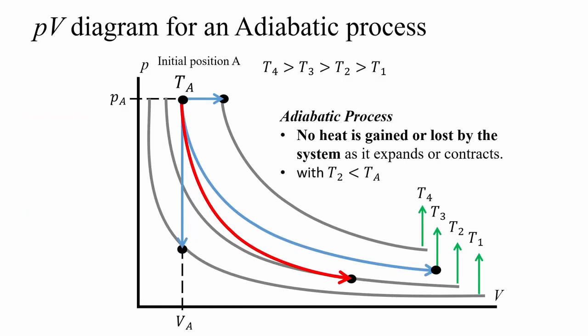Here we have the pressure-volume diagram for an adiabatic process where there is no heat gained or lost by the system. We see that as it decreases in pressure and increases in volume the temperature T2 at this new position is less than Ta. In this thermodynamic process, there is no transfer of heat into or out of the system.